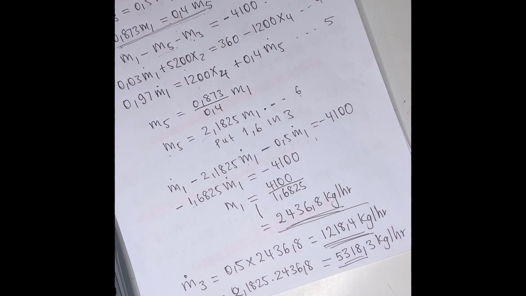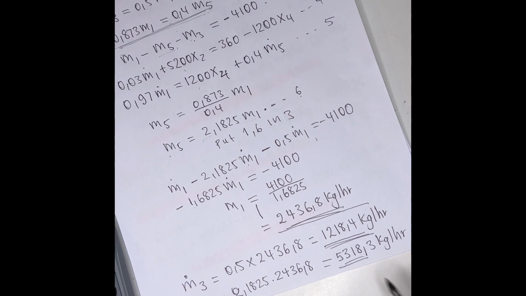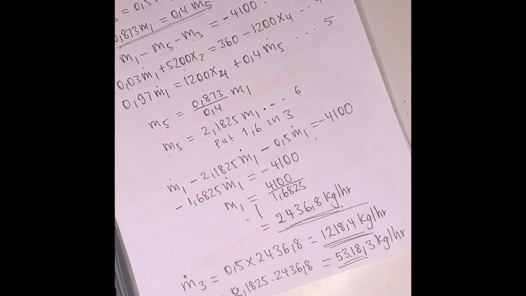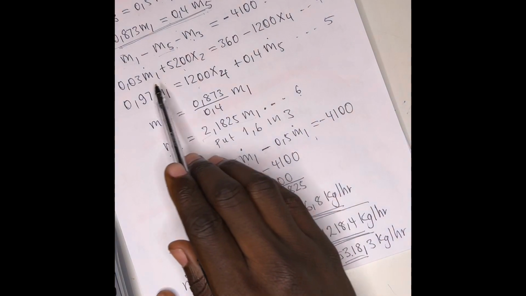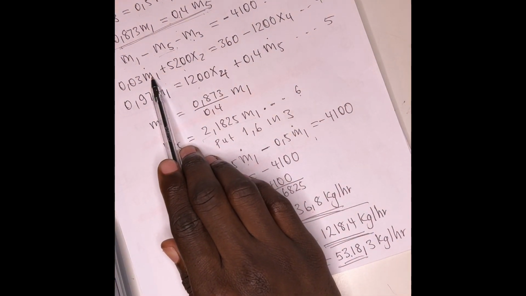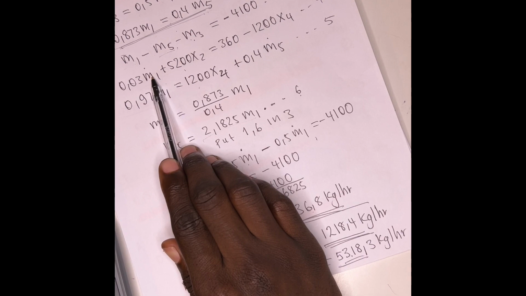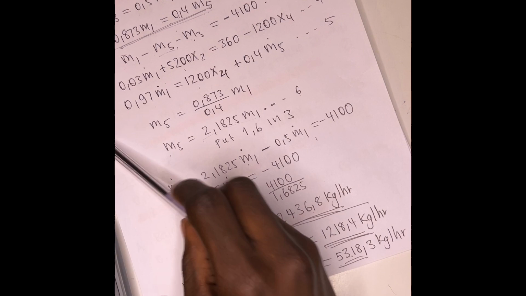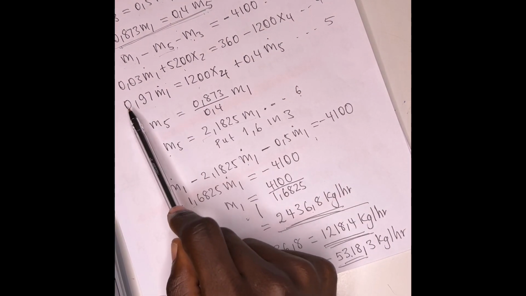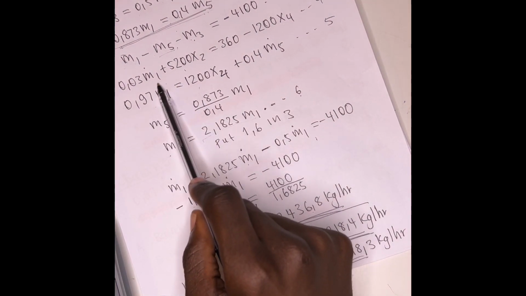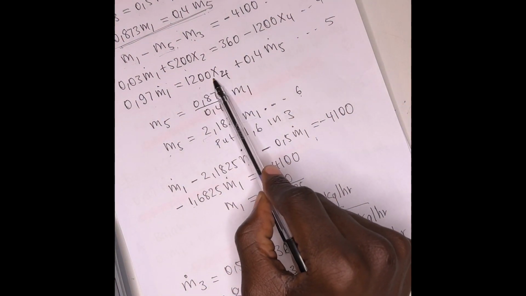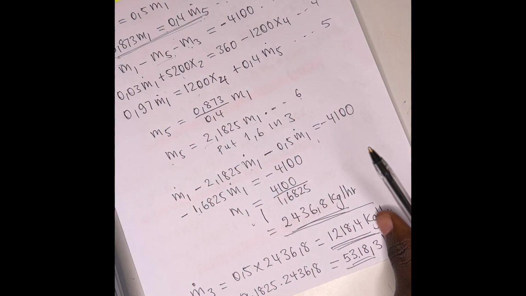Now guys, if you check how many things we've found already: N5, N3, and N1. So what can we solve now? If we put N1 here, this is going to be a very long equation. Check the last equation, 0.97 M1. We just put in the value of M1. We already know M1, so we can solve for N4. Make sense, guys? Okay, now let's see how we can solve this.